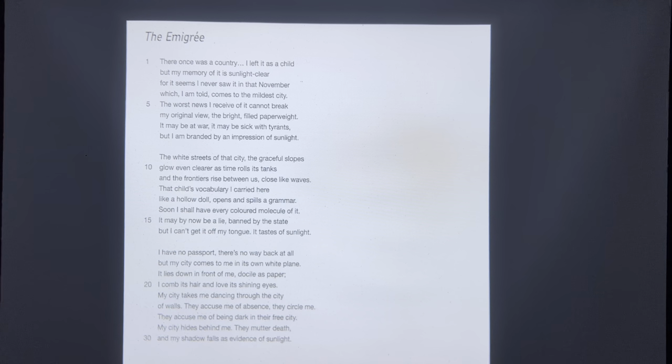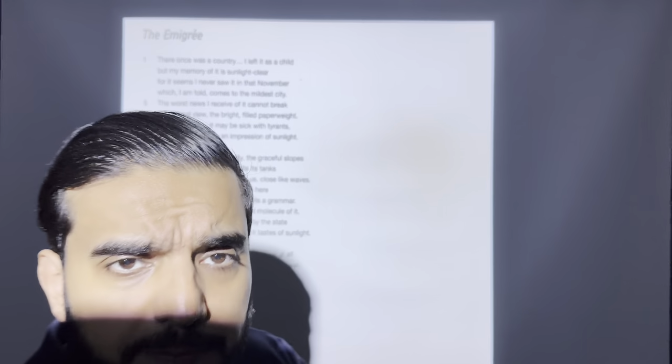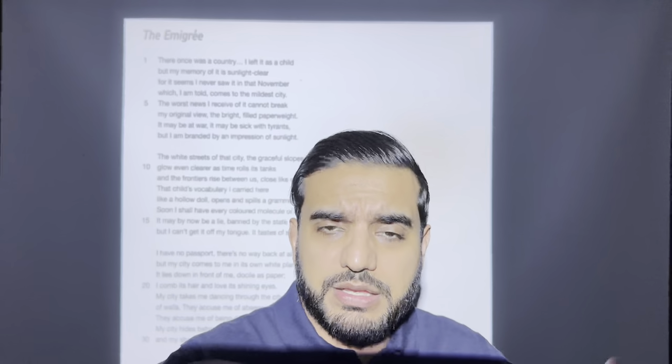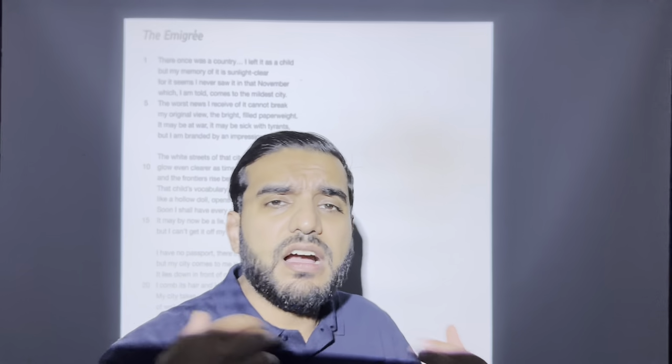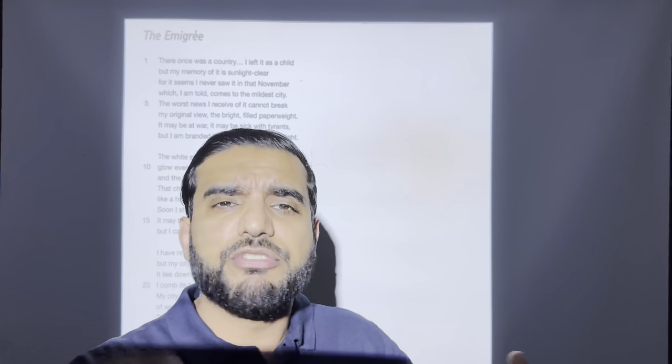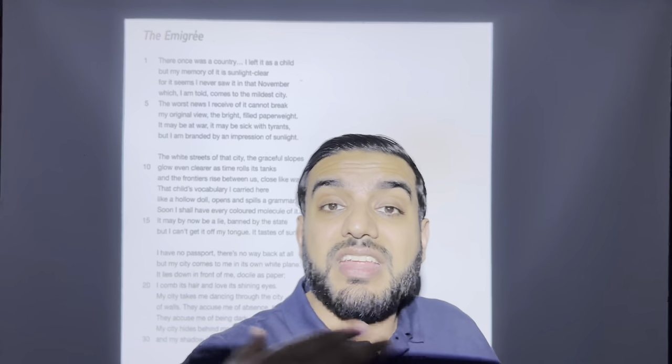What is the Emigree about, guys? The Emigree is about a person, a woman, a girl who left her country as a child. And when she left her country as a child, she left it because her country was under war. It was being occupied. It was being taken over by oppressive bad rulers. And as time has gone on, her country has changed because the rule has changed and war has changed. And she can't accept that.